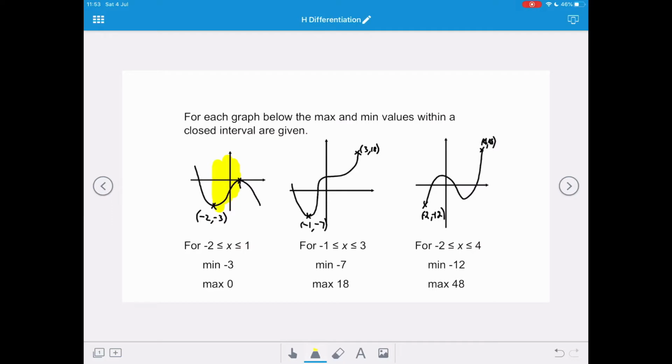For our second curve, we want to consider x values between -1 and 3. You can see in this example, our maximum and minimum values are at each end of our interval, the minimum value being -7 and our maximum value being 18. In our third curve, we want to consider our x values between -2 and 4. Our minimum value is at -2, -12, and our maximum value is at 4, 48.